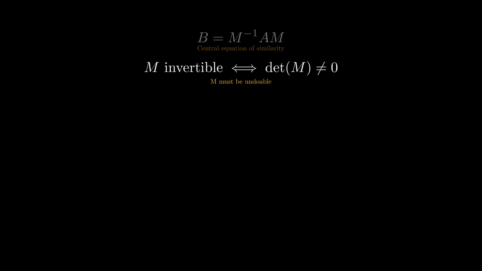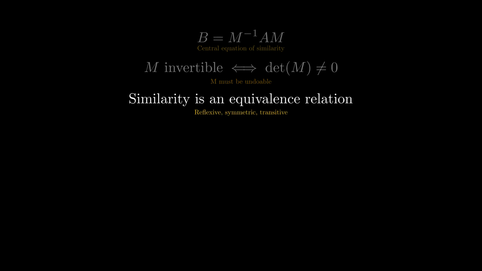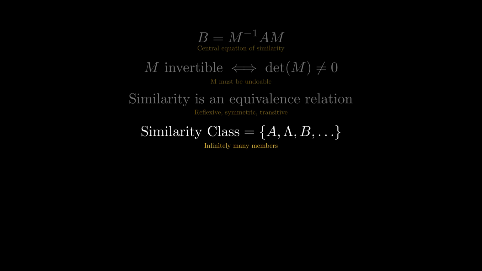Two matrices A and B are called similar if there exists an invertible matrix M such that B equals M inverse times A times M. Invertible means that M has a non-zero determinant, so its action can be undone. This single equation defines an equivalence relation. It groups matrices into families. Every matrix sits inside a similarity class containing infinitely many siblings. They all look different on paper, but they encode the same underlying linear transformation.